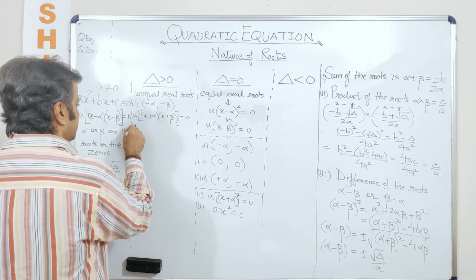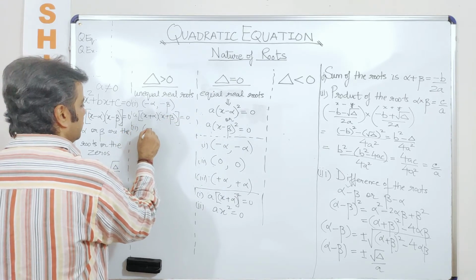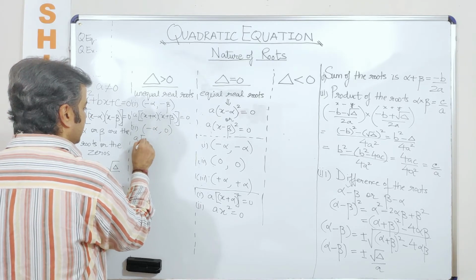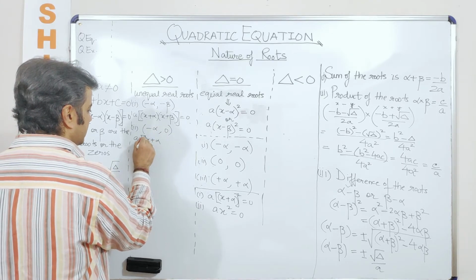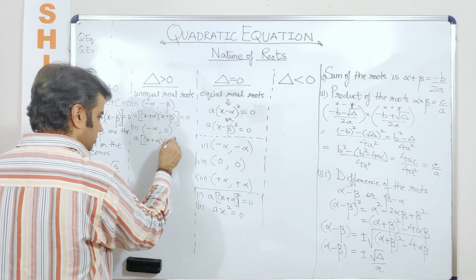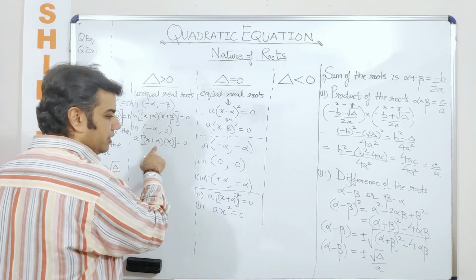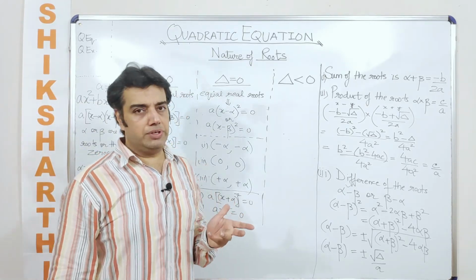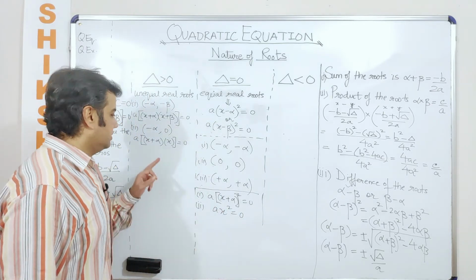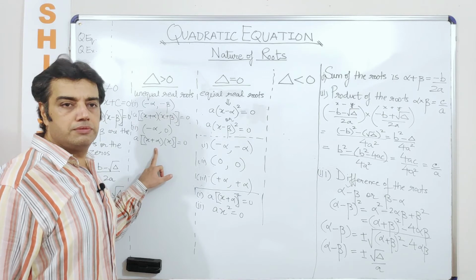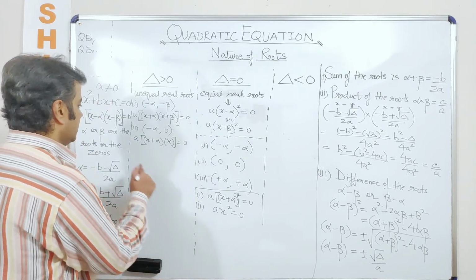Second case, one root is negative and the other root is 0. So in that case I get what? A times of x plus alpha into x minus 0, which is x itself. So if you recall, this becomes the second variety of a quadratic expression that we had talked about in the first or the second video. This is just like saying ax square plus bx is equal to 0. Right?